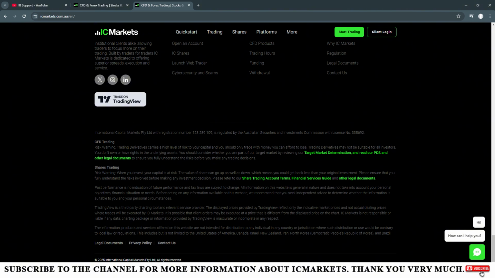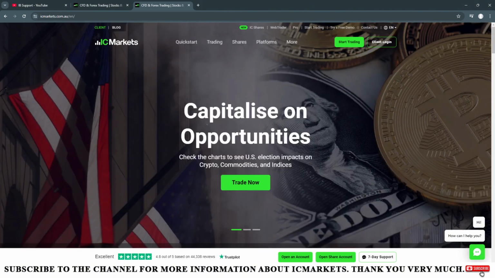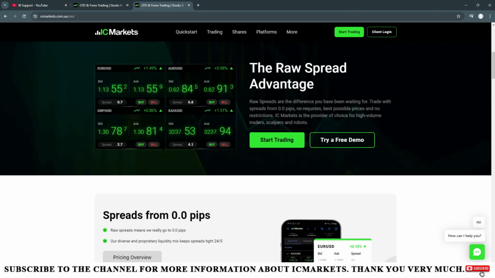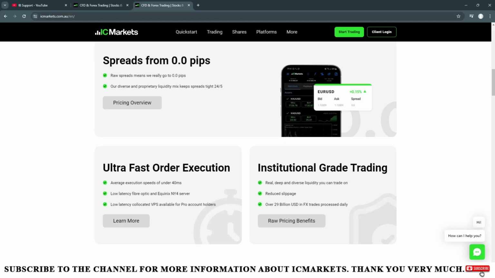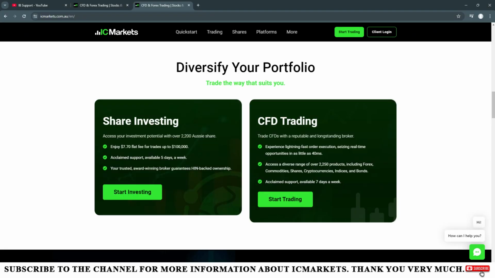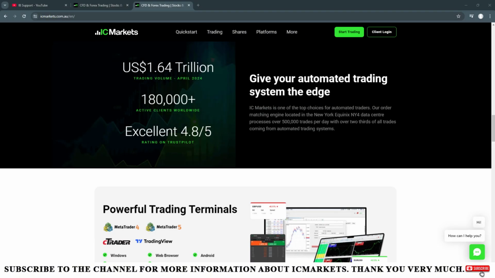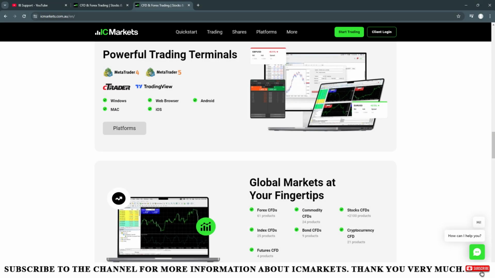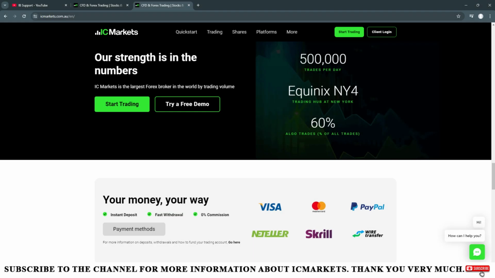IC Markets at a glance. Trading fees to watch out for: overnight Forex swap rates and triple rate swap fees on Wednesday nights. Available CFD markets: Forex, shares, indices, commodities, bonds, futures, cryptocurrency. Leverage available, from 1 to 1 to 130. Available share CFD markets, 2,100 plus stock CFDs across ASX, NYSE and Nasdaq stock exchanges. 24 major indices including FTSE 100, S&P, ASX 200.